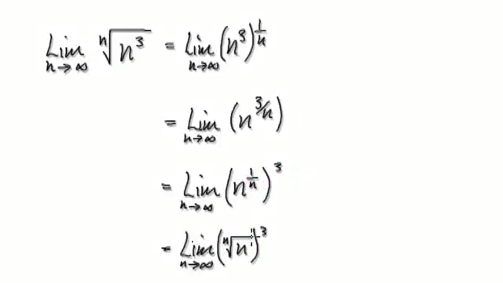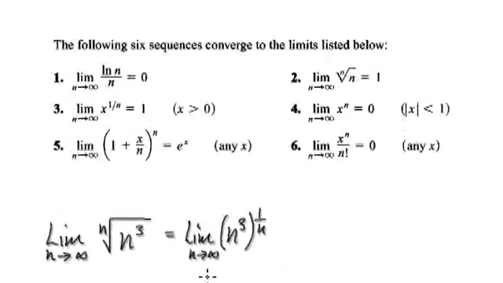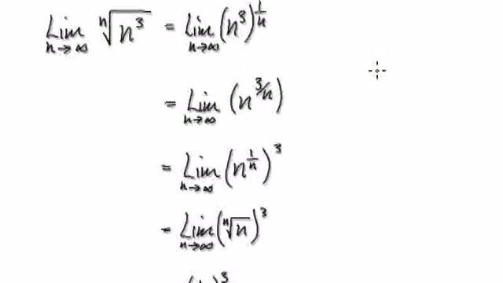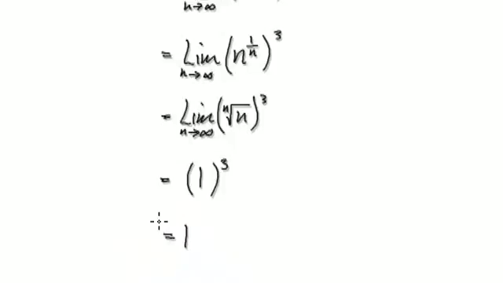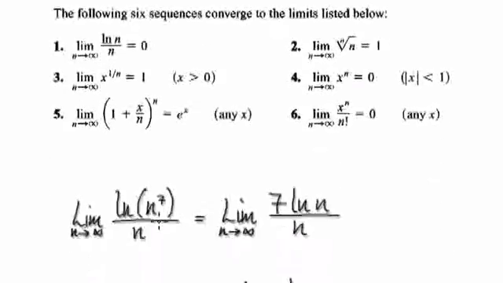So this bit here, the nth root of n as n tends to infinity, is really you making use of number 2, because look, this is the nth root of n. As n tends to infinity, it will head towards 1. So the nth root of n will head towards 1, and then you've got to the power 3. So 1 to the power 3 will be 1. Okay.